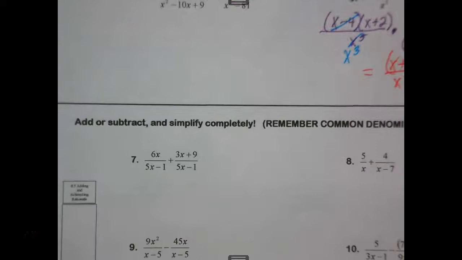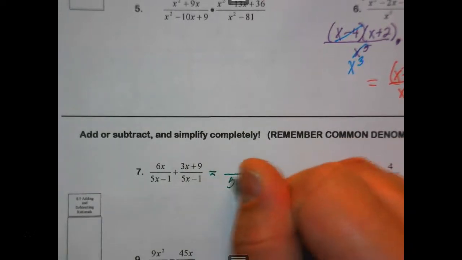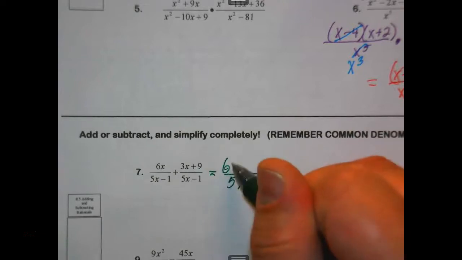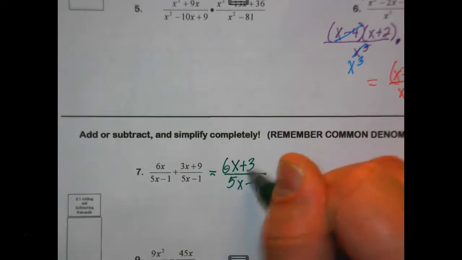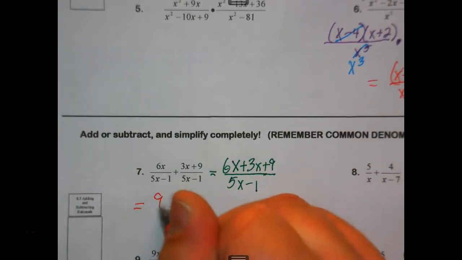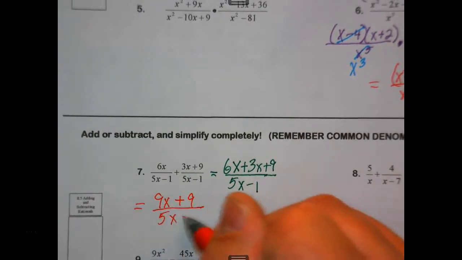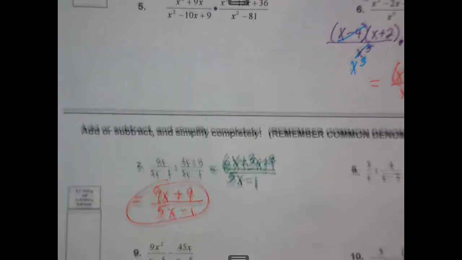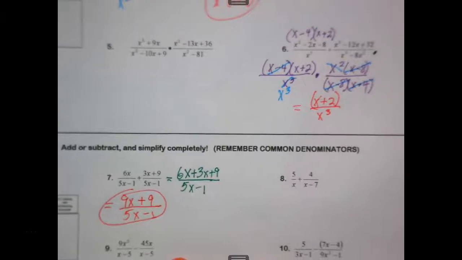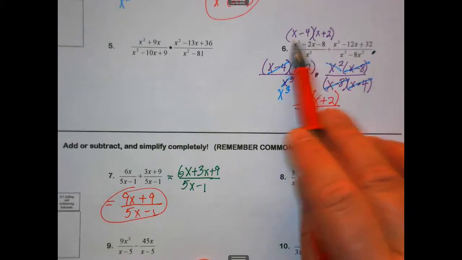7? Oh, 7, we have a common denominator, right? What is it? So we're just going to add the numerator. What's your question? Which one? 6? What about 6? Factored. I factored this. That's how I get that.